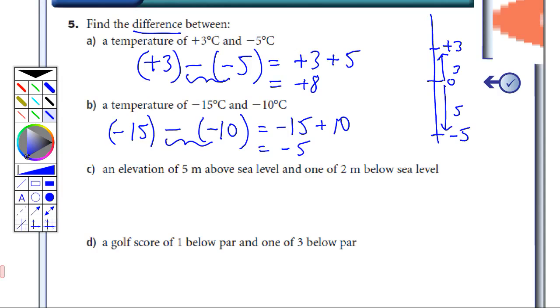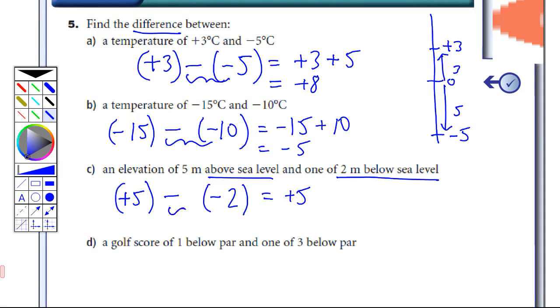C, an elevation of 5 meters above sea level and one of 2 meters below sea level. So 5 meters above sea level would be indicated by plus 5, and 2 meters below is minus 2. And we want to know the difference between them, so that's subtracting. So plus 5, we have a minus minus, which turns into a plus, plus 2. The difference is going to be 7 meters. And that makes sense again.